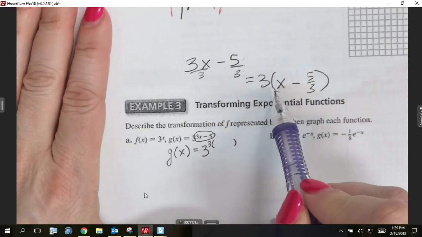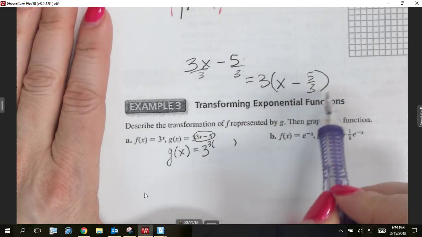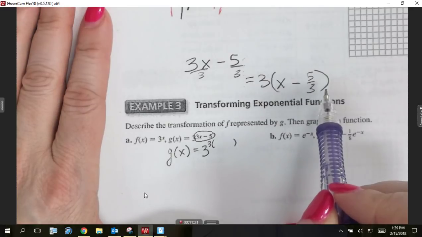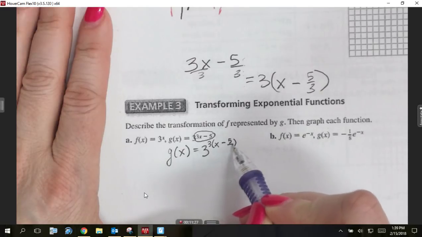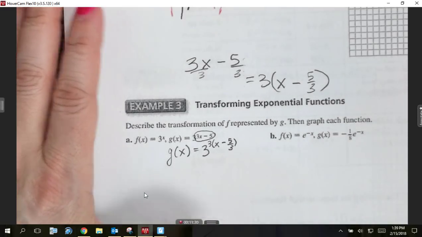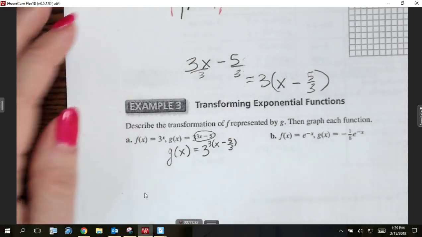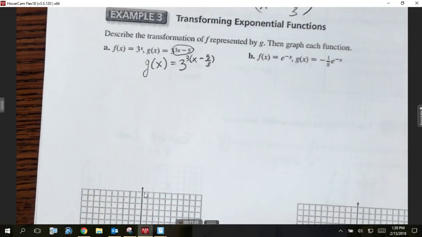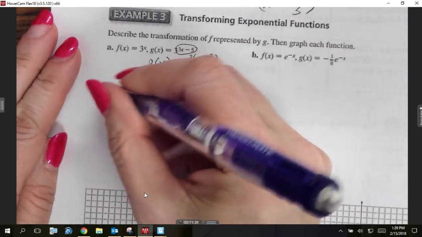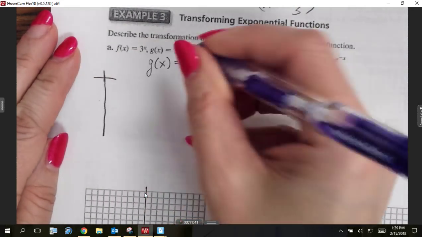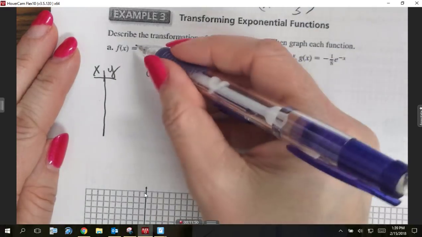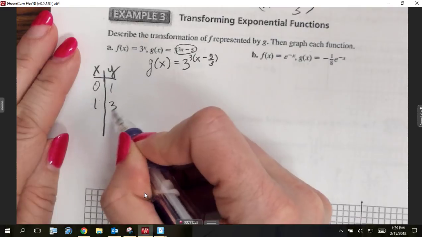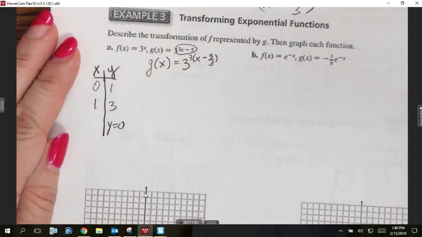So if you have a number in front of the x and there's other stuff happening, like a translation also, before you know what that translation is, you have to pull the 3 out. Otherwise, you're going to have the wrong translation. You will have the wrong graph. Okay, now I'll go ahead and do my table and stuff like that. So our f of x is 3 to the x. Is this logarithmic? No, so we won't have to switch anything. We'll just use these points, 0, 1, 1, 3, and y equals 0.